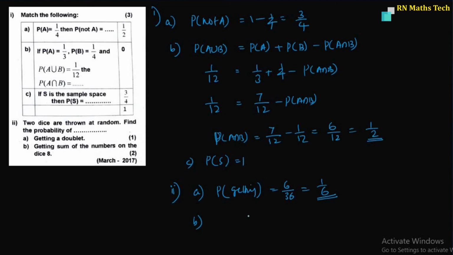2 6, 6 2, 4 4, 3 5, 5 3, that is 5 by 36. Probability of getting a sum of the numbers on the dice is 8. Sum is 8 is equal to 5 by 36. Okay.